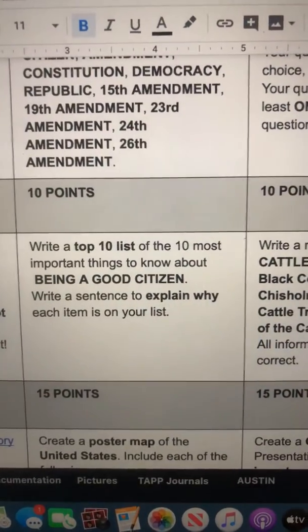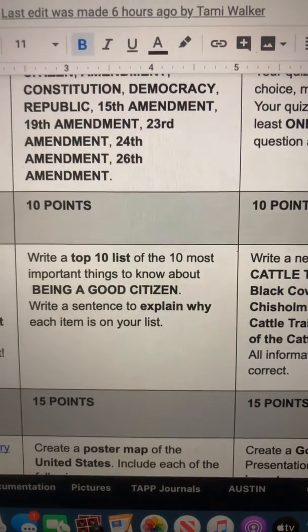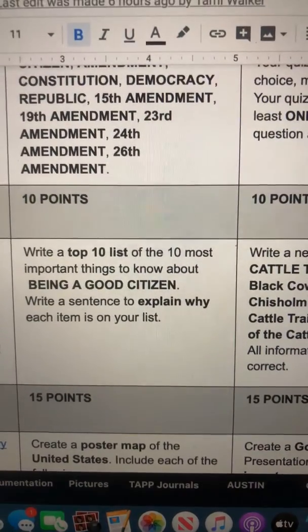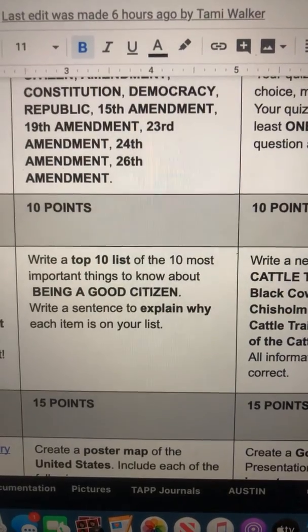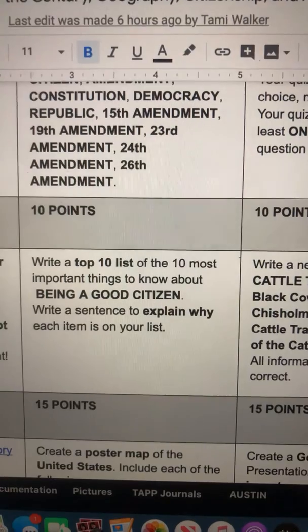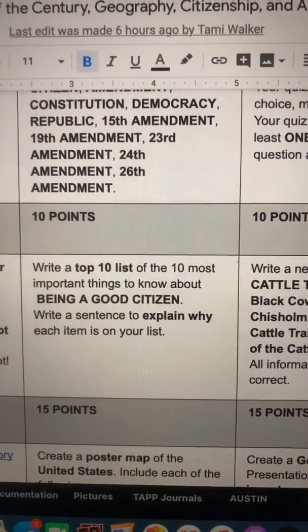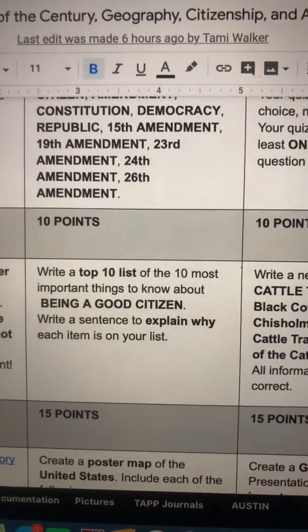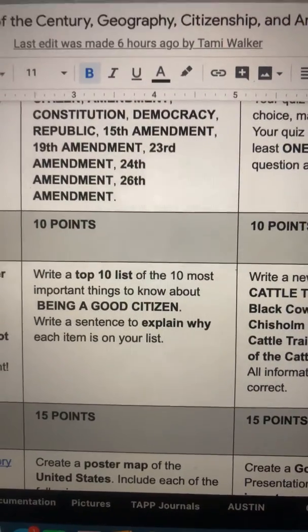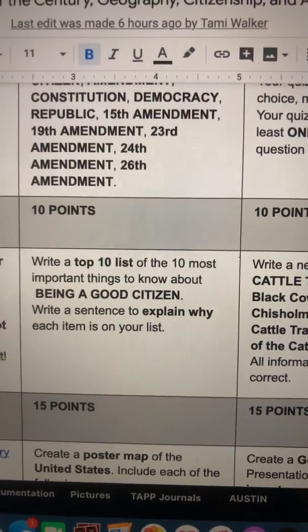The next one on the 10-point row is: write a top 10 list of the 10 most important things to know about being a good citizen. Write a sentence to explain why each item is on your list. Okay, so maybe being a good citizen means following the laws. And your sentence may say being a good citizen is following the laws so that no one gets hurt. All right, so you can do a top 10 list. That's the choice for that square.